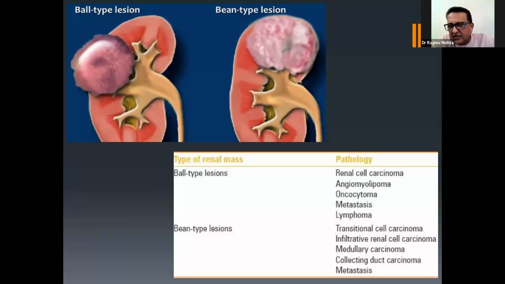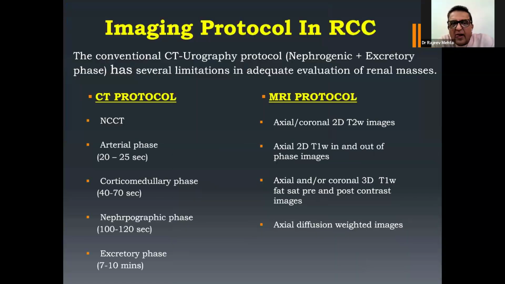type of carcinomas. So common ball type lesions are renal cell carcinomas, angiomyolipomas, oncocytomas, metastasis, and lymphoma. While in bean type, the number 1 is the transitional cell carcinoma, followed by infiltrative renal cell carcinoma, medullary carcinoma, collecting duct carcinoma, or metastasis.